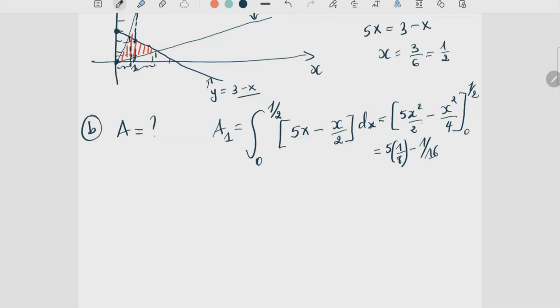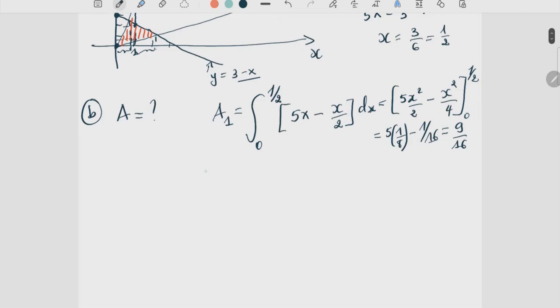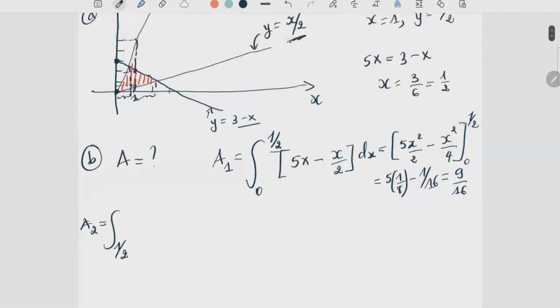And minus, when you substitute x by 0 here, obviously you'll have 0 everywhere, so you can just ignore that. And this should give you 9 over 16. That's for the first area. The second area would be the integral from now. We take up from where the last section stops. So from 1 over 2, all the way to the intersection between this point here.